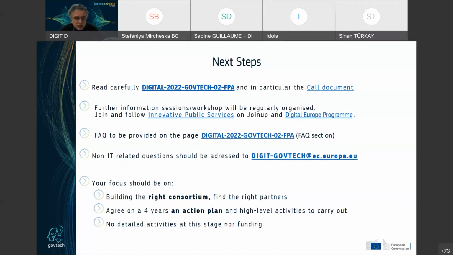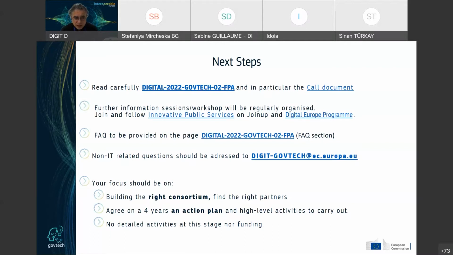As well, if you have really specific non-IT related questions, there is a mailbox, digit.govtech@ec.europa.eu. Do not hesitate to contact it. This was the mailbox that was also used for the present meeting. If you have a question, please do not hesitate, and we'll answer it either through email, or in the queue.